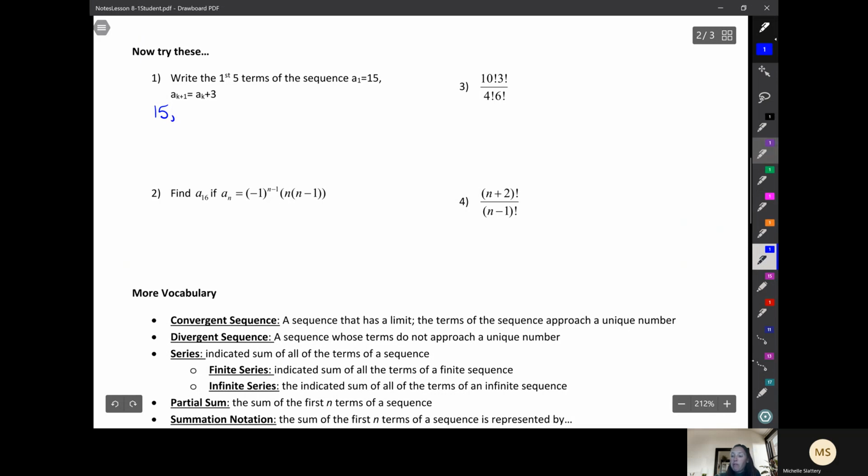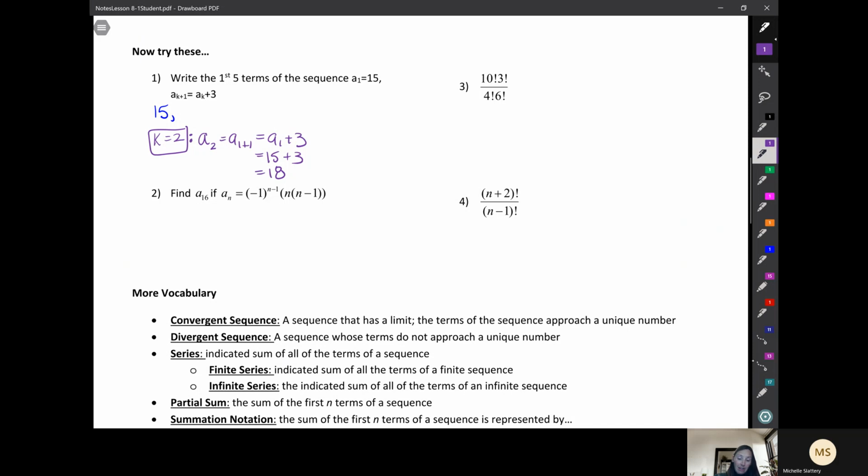The second term now. So if I plug in for the second term, that means that my k is going to equal 2. So for k equals 2, then what we have is a sub 2, which is a sub 1 plus 1, is going to equal a sub 1 plus 3. Okay, and so that means I take the first term, a sub 1, which is 15, plus 3, and that gives me 18. So, sorry, this is for k equals 1. Okay, but that's going to give us our a sub 2. So our second number is going to be 18.